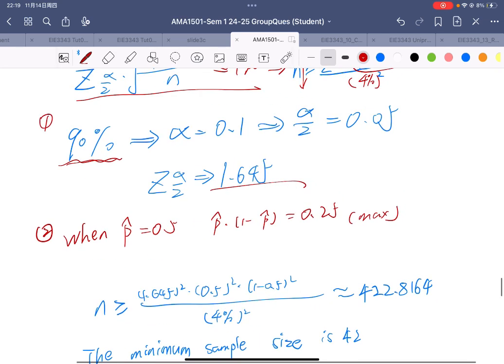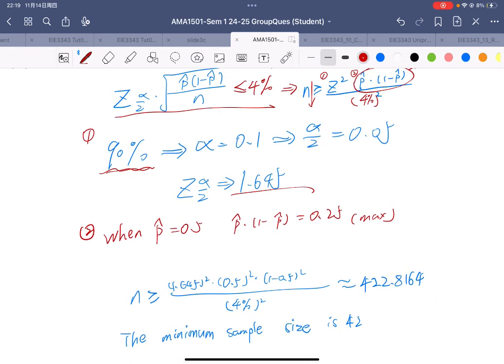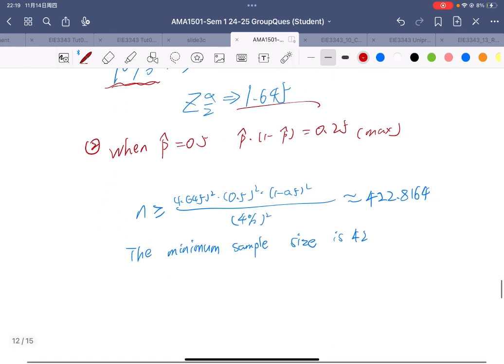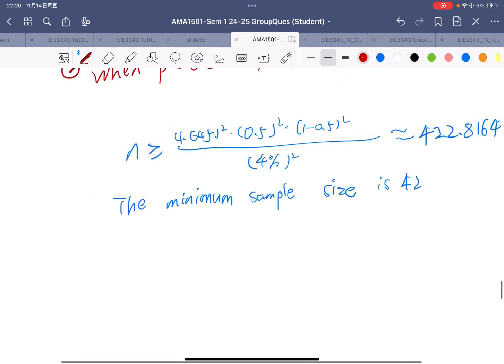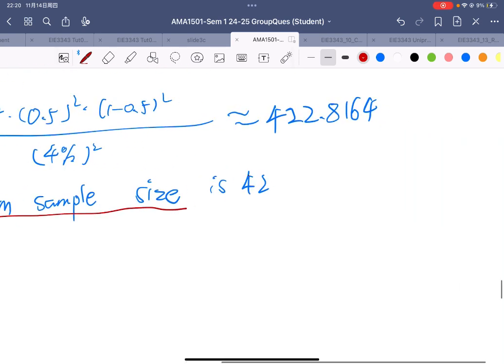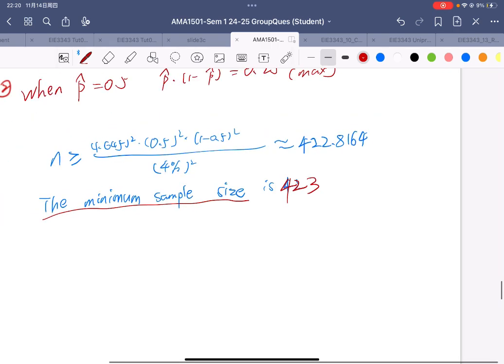And then we put these parameters into the formula. Then we can calculate that n is larger than 422.8164. So because n must be an integer, the minimum sample size should be 423.